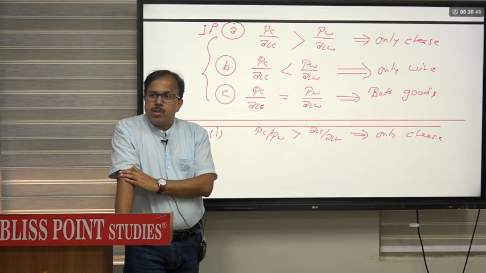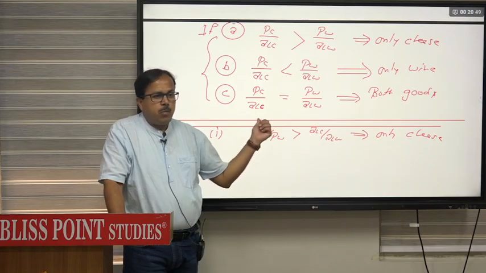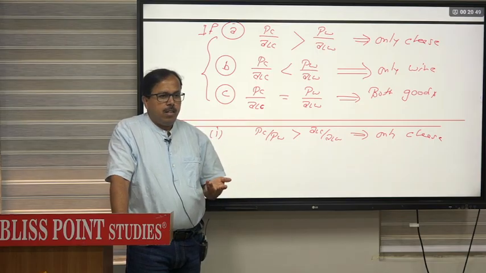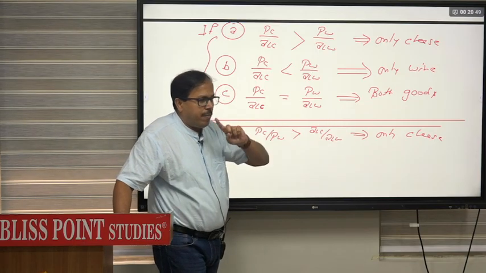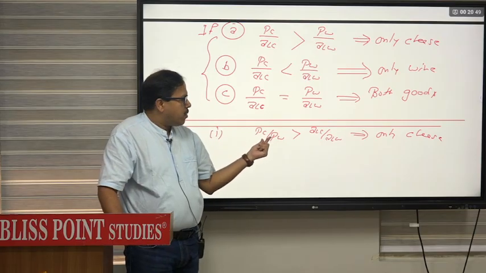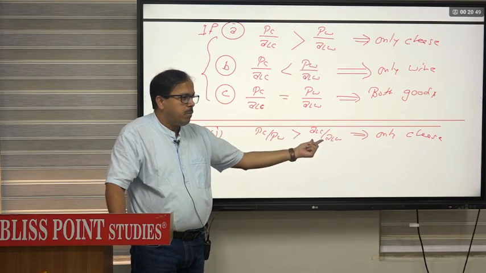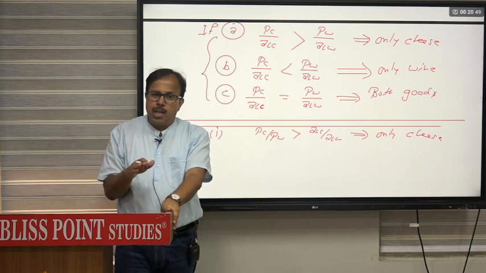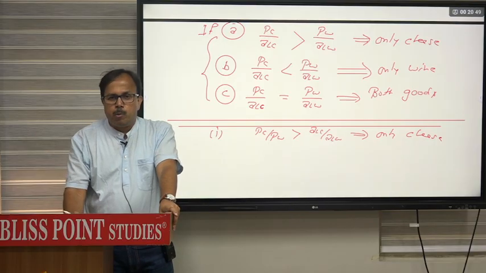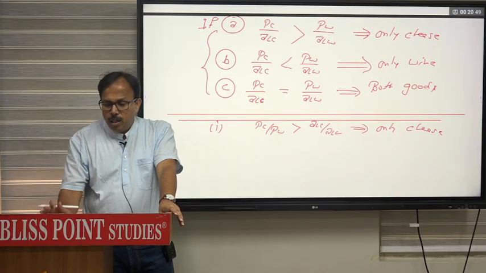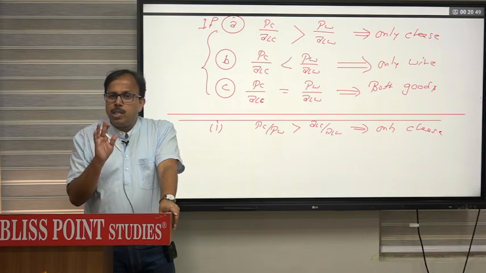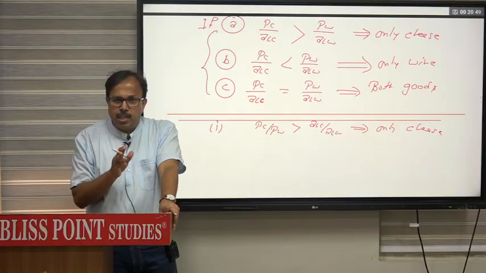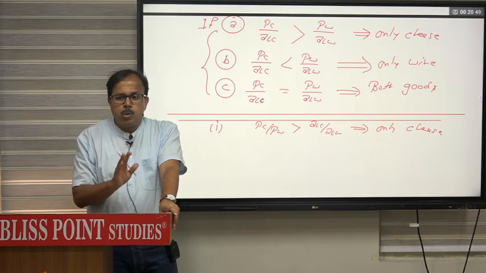ALC by ALW अपॉर्चुनिटी कॉस्ट ऑफ चीज है. एंड व्हाट इज PC by PW? रिलेटिव प्राइस ऑफ चीज है. सो कंट्री विल प्रोड्यूस ओनली चीज इफ relative price of cheese is greater than opportunity cost of producing the cheese. Relative price अगर opportunity cost से ज़्यादा है, then country will produce only that product. I repeat, economy is producing only cheese in which case? If relative price of cheese is greater than opportunity cost of producing that cheese.